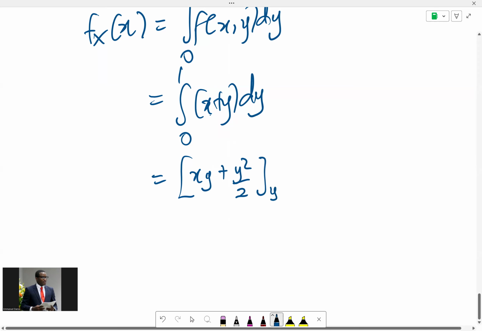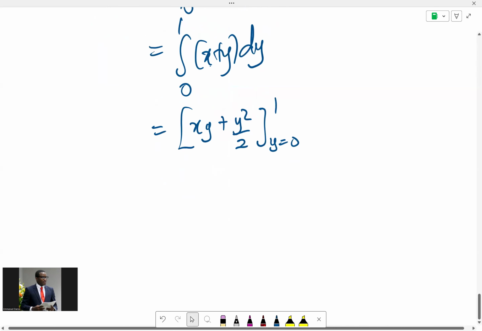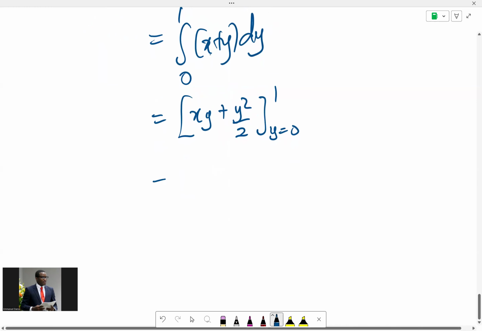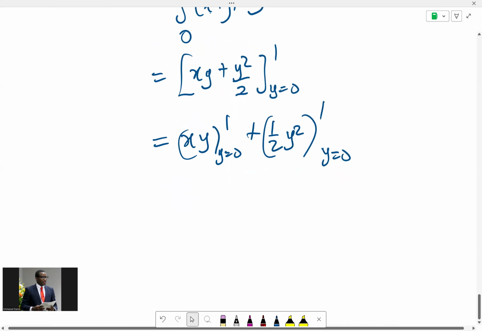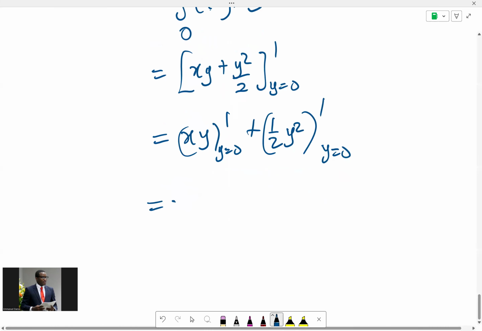And that is from y equals 0 to 1. I like to put this y to not be confused, so our focus is on y, not on x. So in this case now, even further, I like to do something like xy from y equals 0 to 1 plus half y squared from y equals 0 to 1. So in this case, since y is the focus, you can bring out the x.